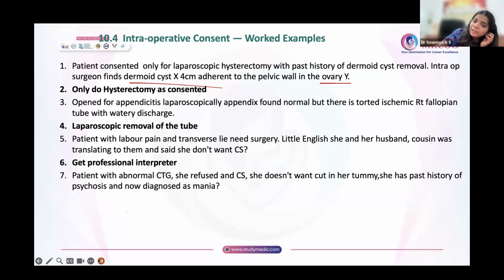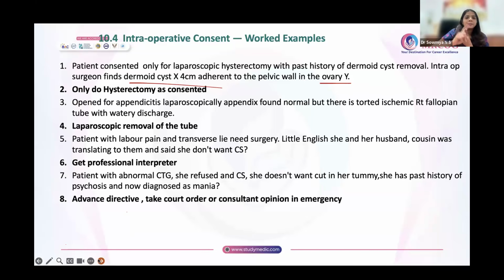Patient with abnormal CTG refuses CS, doesn't want caesarean. She has a past history of psychosis, now diagnosed as mania. Very important. We know that she doesn't have capacity. So autonomy gets ruled out here. You have to see, before she lost capacity and now has mania, whether she has given an advance directive. If not, it's an emergency, you have to proceed because this is an abnormal CTG.